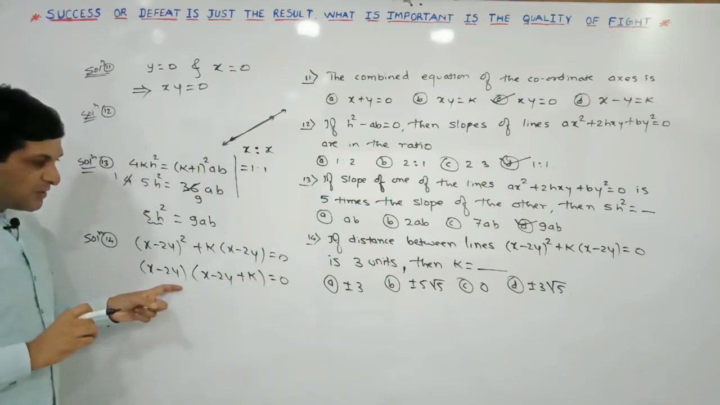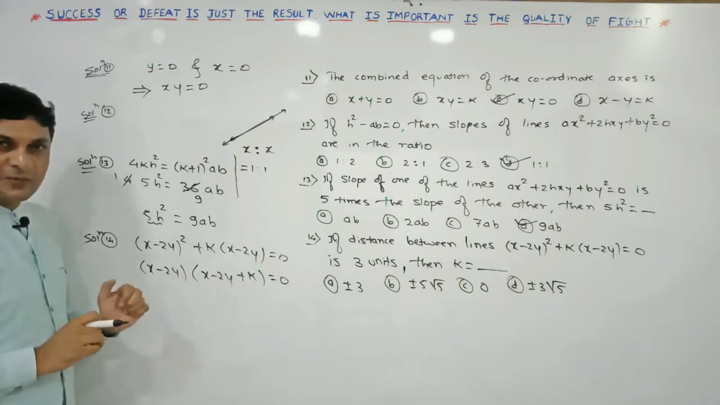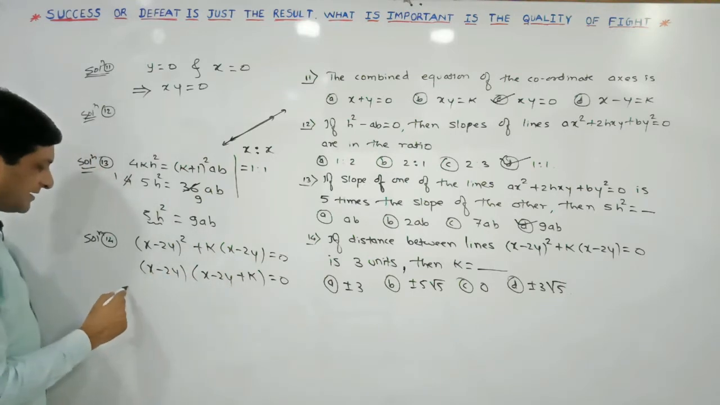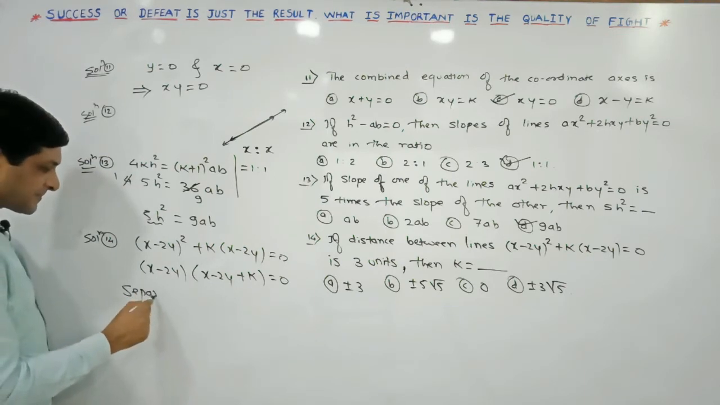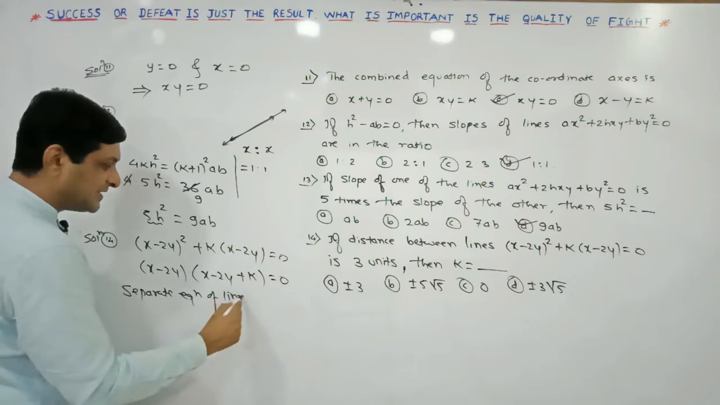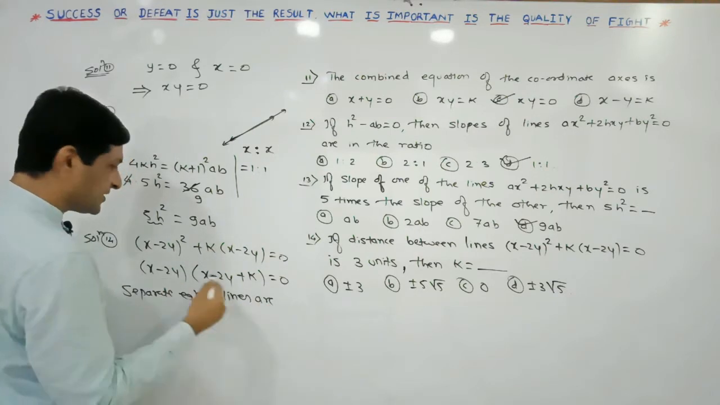So in this way we have got the factors of this equation. Meaning in short we can say that the separate equations of the lines are, so the separate equations of the lines are, what is the first equation?